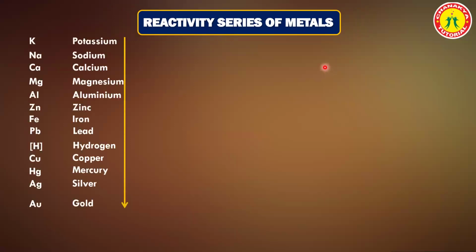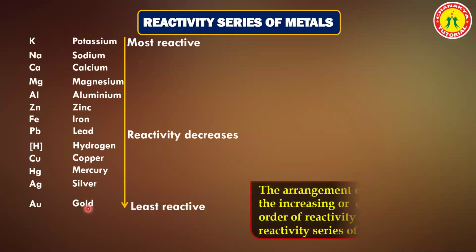Now, first of all, to study further types of reaction, we have to know the reactivity series of the metals. That is, which metal is more reactive than another metal. For example, we have this series from potassium, sodium, calcium to silver and gold, where downwards the reactivity is decreasing. That is, potassium is the most reactive metal here and gold is the least reactive metal.